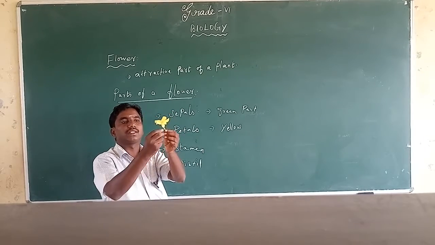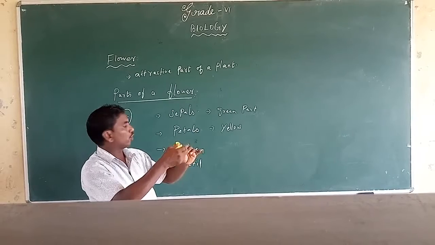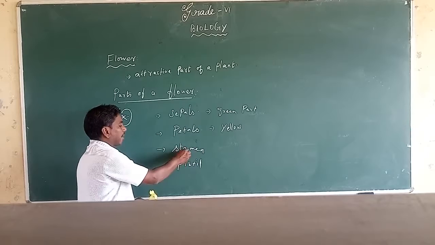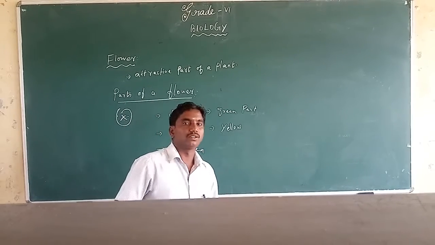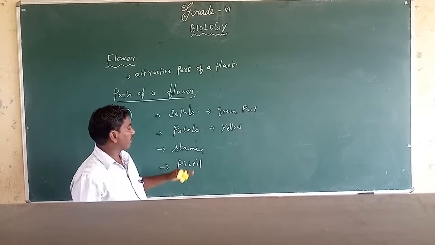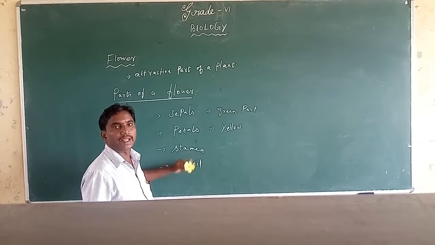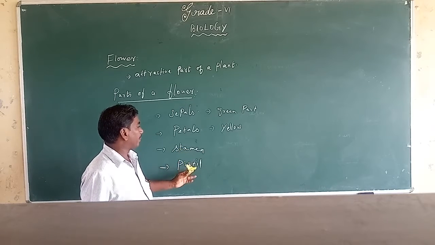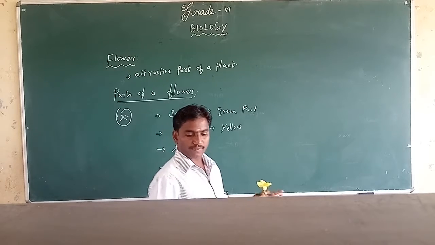In this flower, the green colored parts are the sepals, and the yellow colored parts are the petals. And the stamen and pistil are very important parts of your plants. All the parts are important, but particularly the stamen and pistil. Why are the stamen and pistil such important parts of the plant?